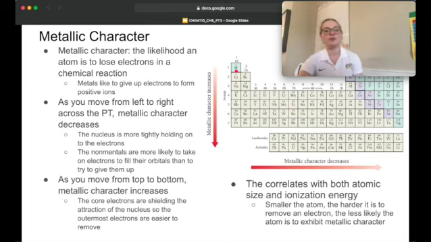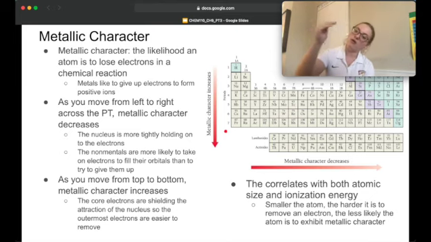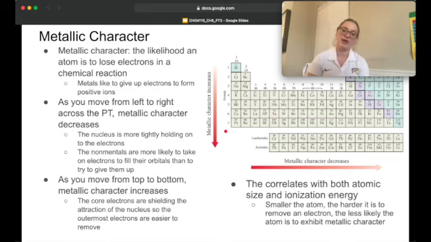And then as you move from top to bottom, metallic character increases. So the more electrons you add on, again, the more those core electrons are there, shielding those outermost valence electrons from the pull of the nucleus. So if they're being shielded, it's so much easier to just remove and get rid of electrons. It doesn't even notice when you pluck one. You know what I mean?